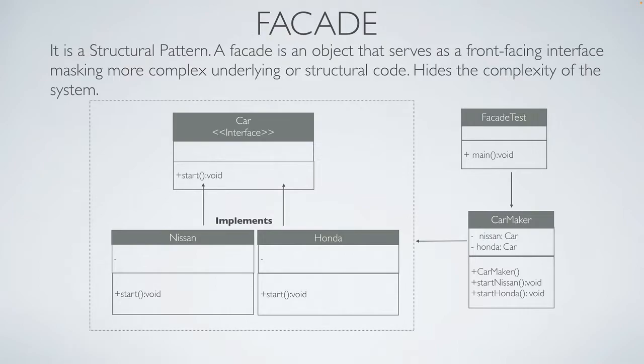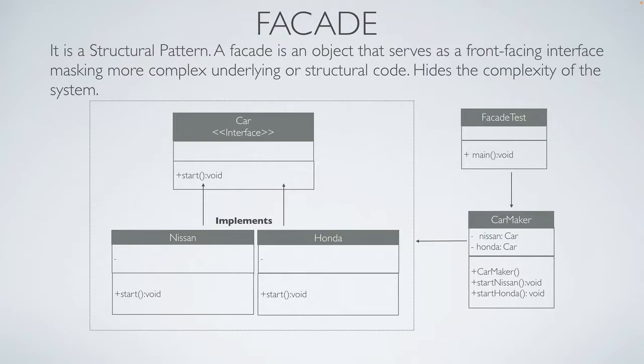It provides a context-specific interface to more generic functionality. It has a single class which provides simplified methods. For example, let's take a car. That is an interface that is implemented both in Nissan and Honda. So we have two classes called Nissan and Honda.